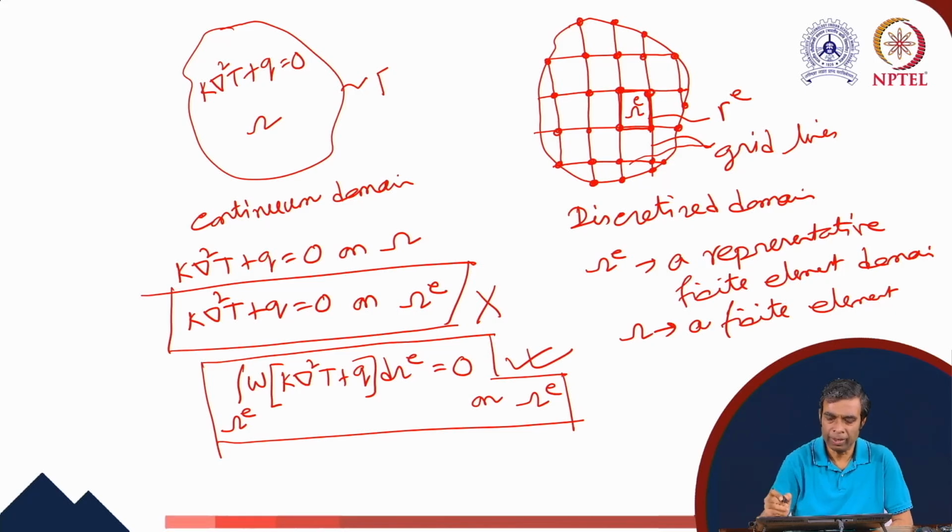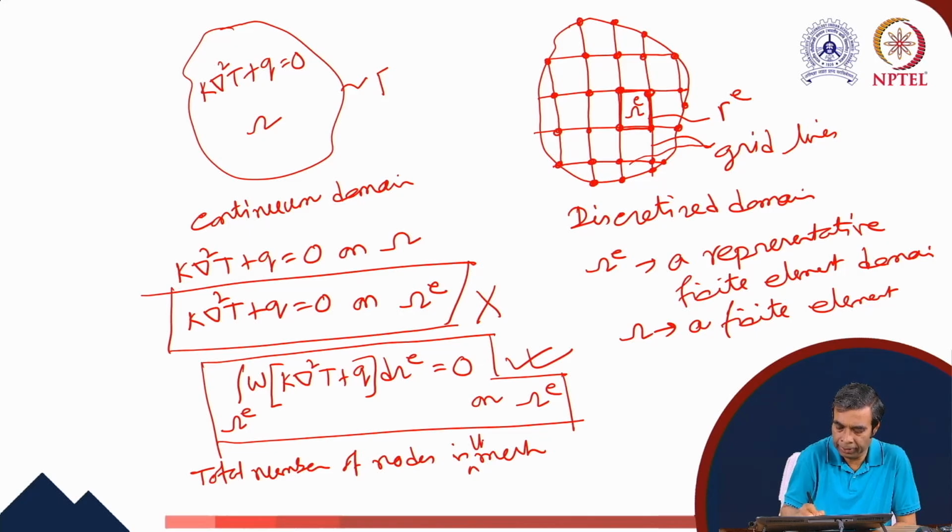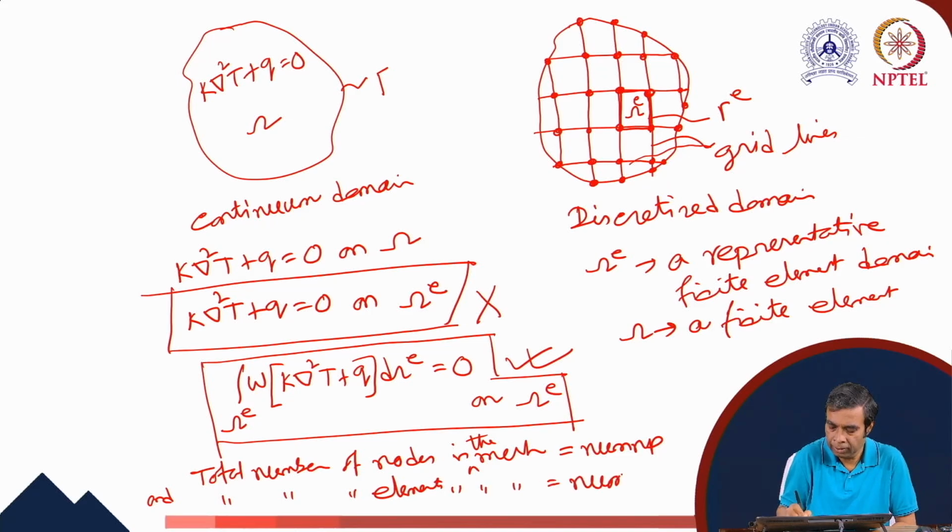Now the mesh which we have shown is the case of a structured mesh, and then we can identify the total number of elements present in the mesh and the total number of nodes present in the mesh. The total number of nodes in the mesh is given by the variable num np, and the total number of elements in the mesh is given by the variable numel.